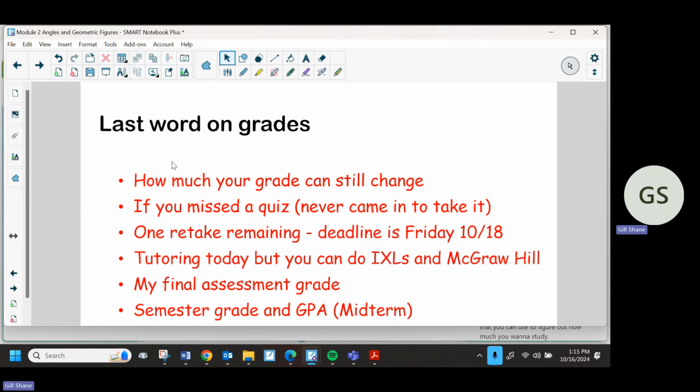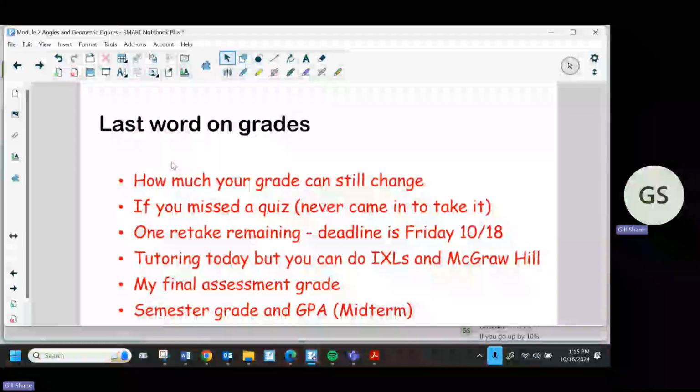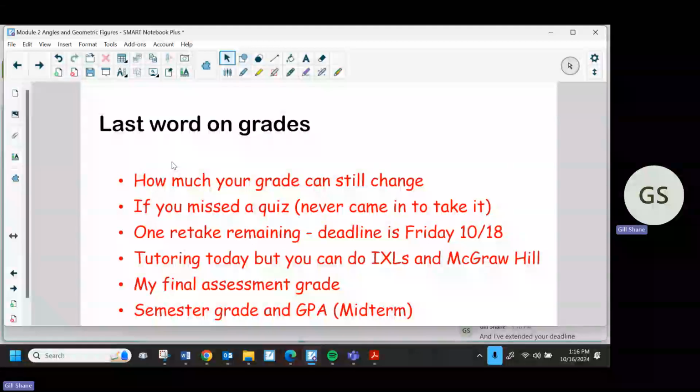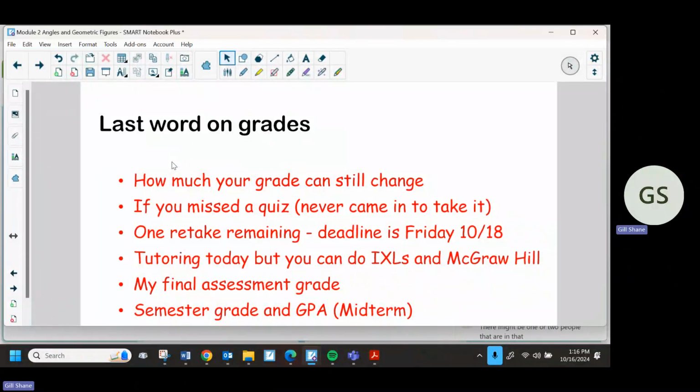If you go up by 10% on that retake, because that's the only retake left now, unless you had unusual circumstances where you were out for a week in the hospital or something like that and I've extended your deadline, there might be one or two people in that situation. I don't really remember. A 10% increase on one quiz grade is about a 1% increase on your overall percentage, which is why I wanted you to look at your percentage.